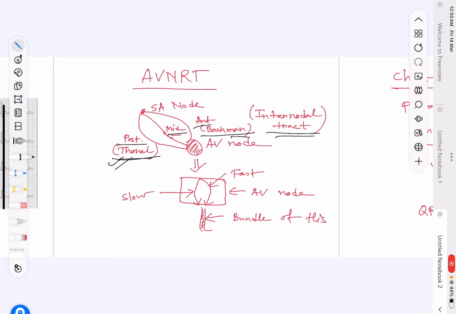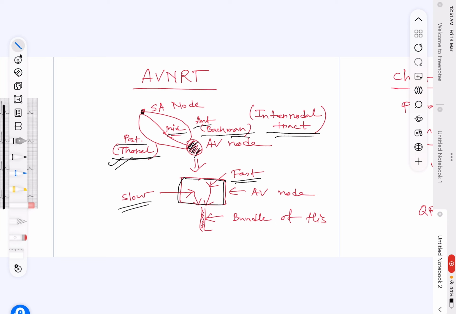So see what happens in AV nodal reentrant tachycardia. Suppose this is the SA node, from here it goes to the AV node. See, this bigger thing is the AV node. Within this AV node, what happened? See, this is the enlarged AV node. Within this AV node, we have two tracts, fast and slow. This is physiological. Physiologically, we have this fast and slow. Clear?